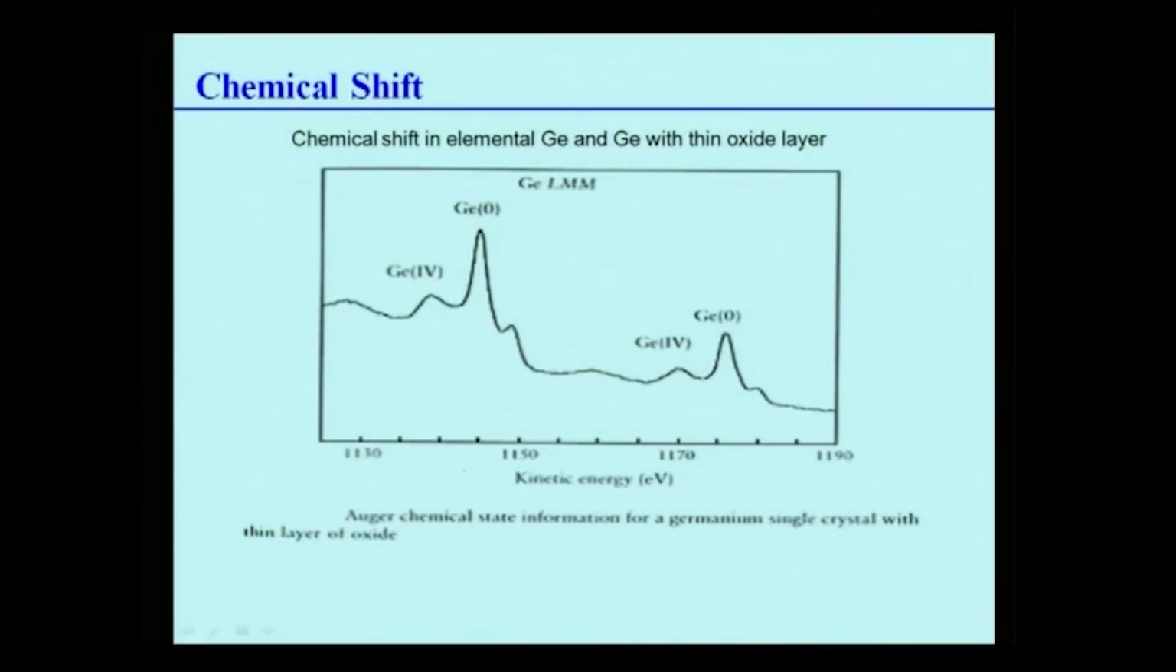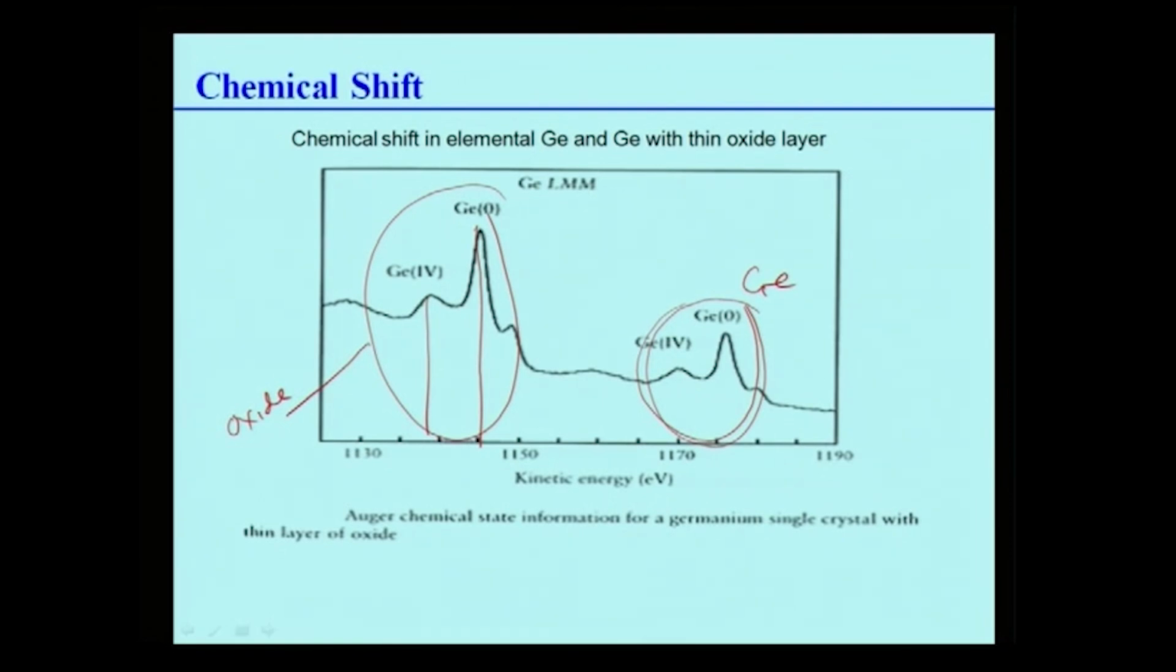To give you a much better perspective, let us now talk about elemental germanium and germanium with a thin oxide layer, same as silicon, but here the elemental germanium is a germanium single crystal. So you have the germanium 0 peak and the germanium 4 peak; you can see these are germanium LMM transitions. On the other hand, if there is oxide, this is actually from the pure germanium, this is from the oxidized one. So this is oxide, this is pure germanium.